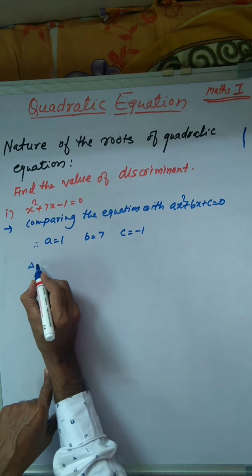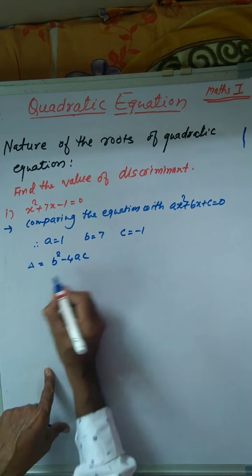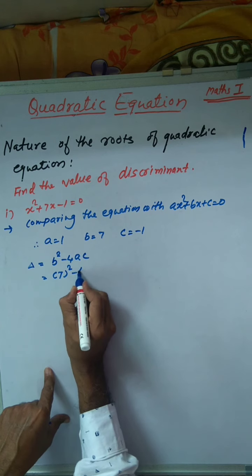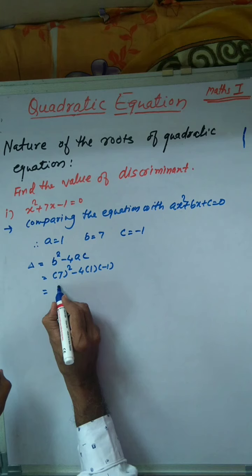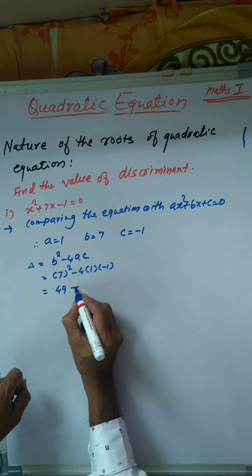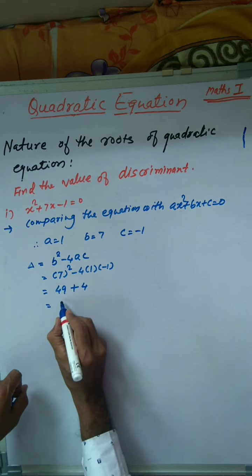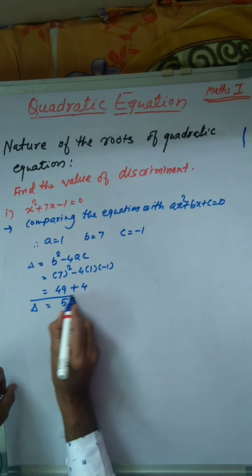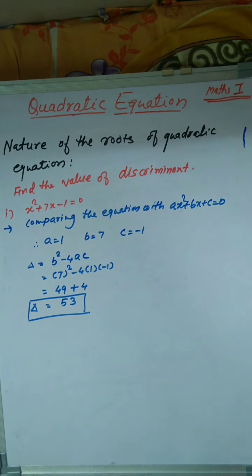Now delta, the discriminant, the formula is b² − 4ac. Substituting the values: 7² − 4 × 1 × (−1). The square of 7 is 49, minus minus gets plus, 4 × 1 = 4, and the value of the discriminant is 53. Delta is equal to 53. We have to only find the value of the discriminant.